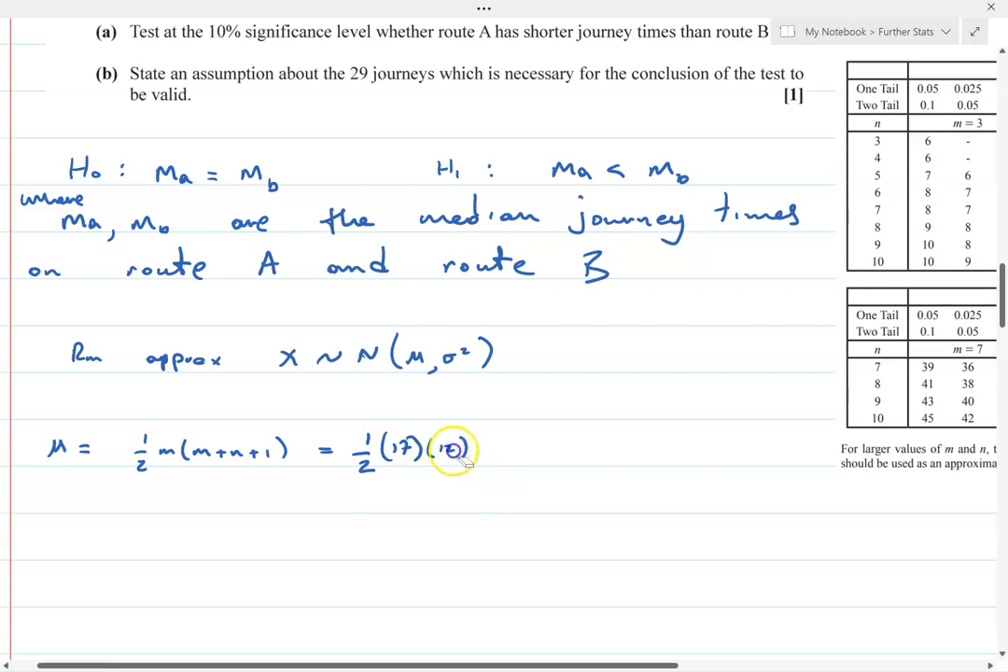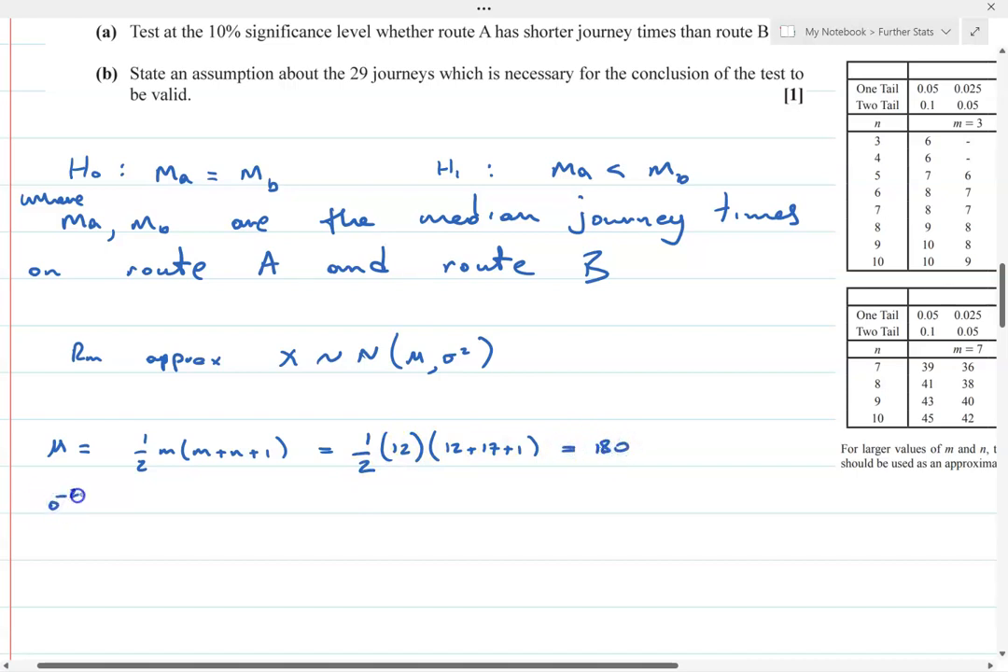17 and 12. Oh no, m is the smallest one, so that's 12. 12 plus 17 plus 1, that's equal to 30. 15 times 12, which is 180.